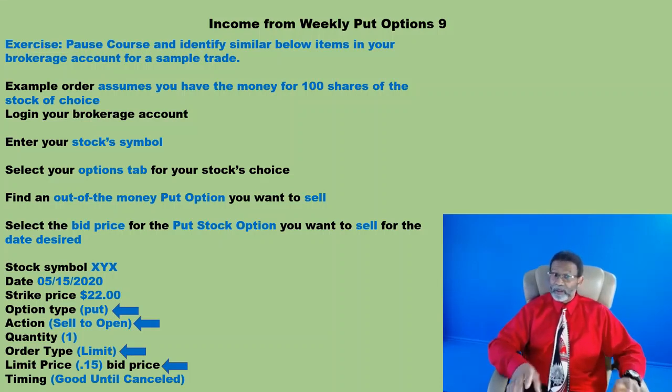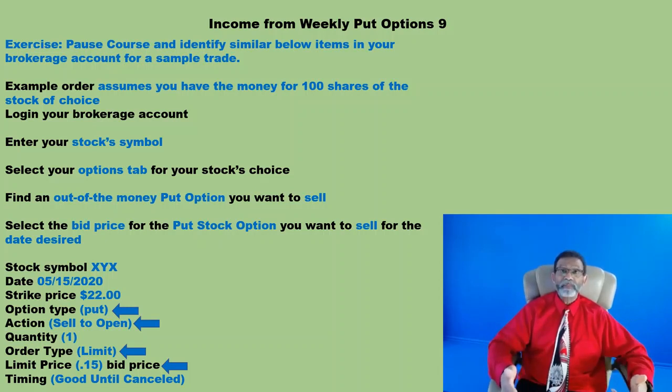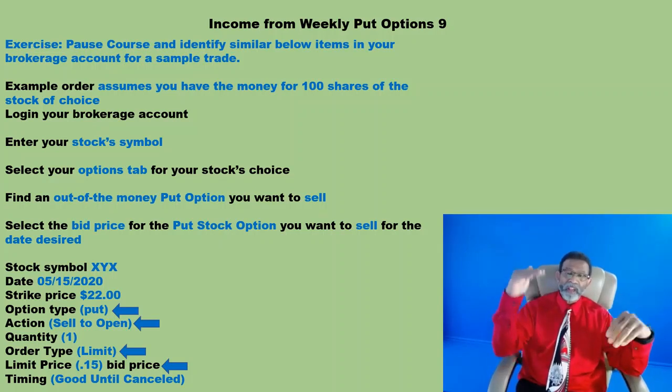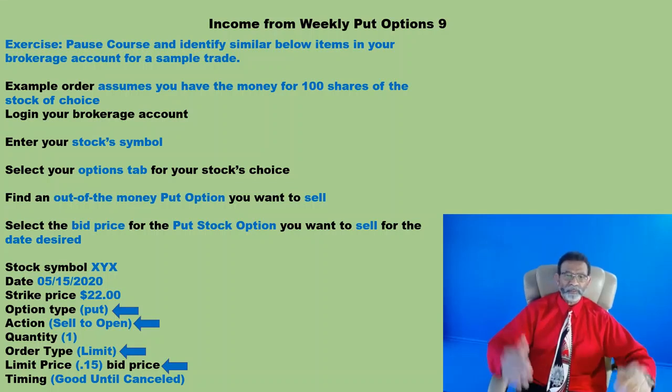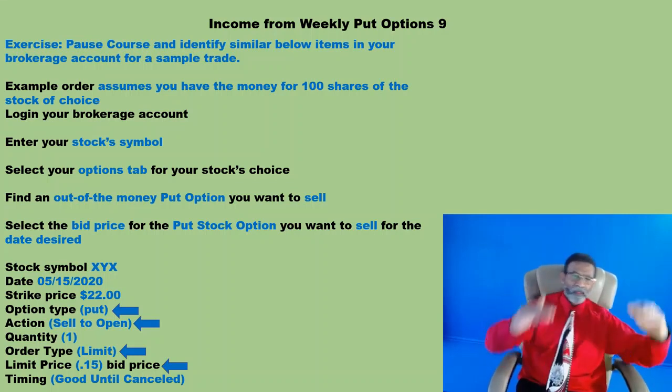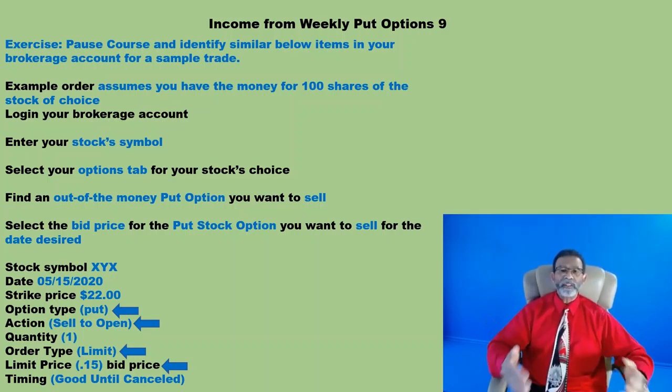Now, you want to select a bid price that is lucrative enough for you to make money. Now that bid price, as you look through the list of different strike prices for the put option, needs to be high enough where if you sold it for that week's option, you actually could get an okay return. Now select the bid price for the put option you want to sell for the date desired.